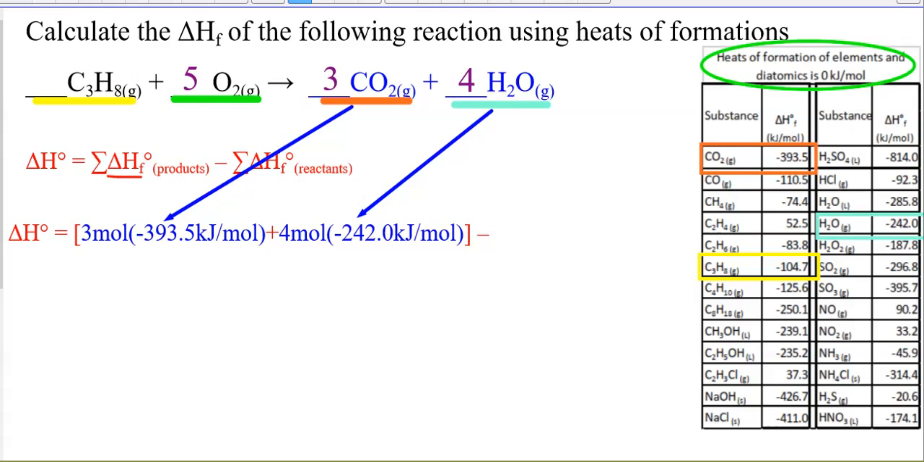So you want the enthalpy, so the heat of formation values for the products. So my products are on the right-hand side. These are my products. And I have to incorporate my number of moles. So if I have 3 moles of carbon dioxide, I have to take 3 moles multiplied by 393.5 kilojoules. Remember, kilojoules per mole. So you have to incorporate that math. I have 4 moles of water, and therefore I have to multiply by 4 moles. So you're doing a little bit of math there.